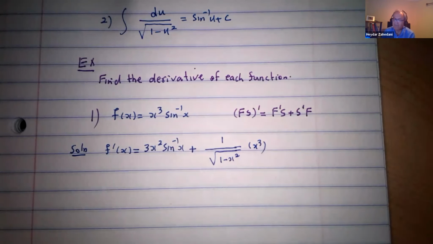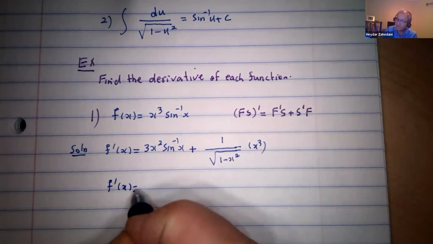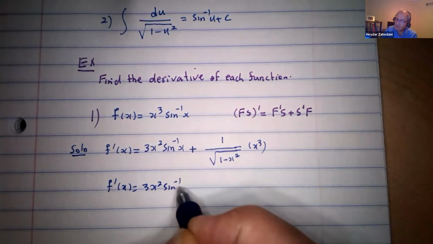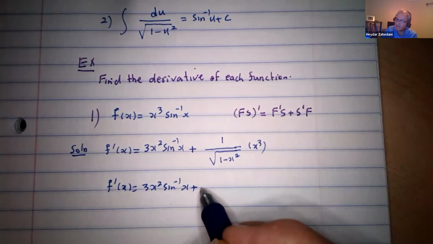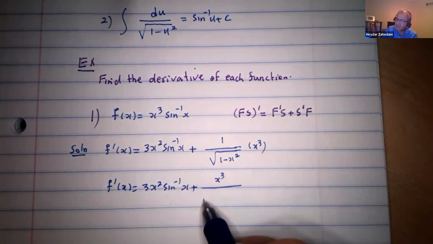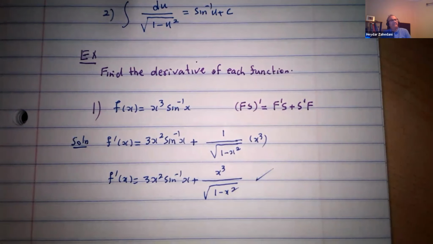Nothing to simplify. So the final answer is 3x squared sine inverse of x plus, on the top we get x cubed, and on the bottom is going to be the square root of 1 minus x squared, and you're done.